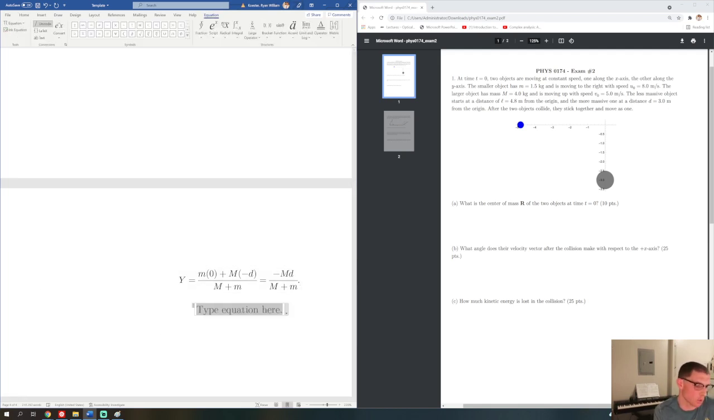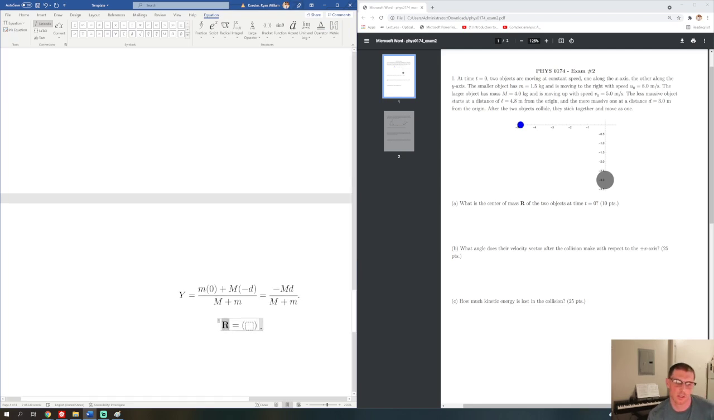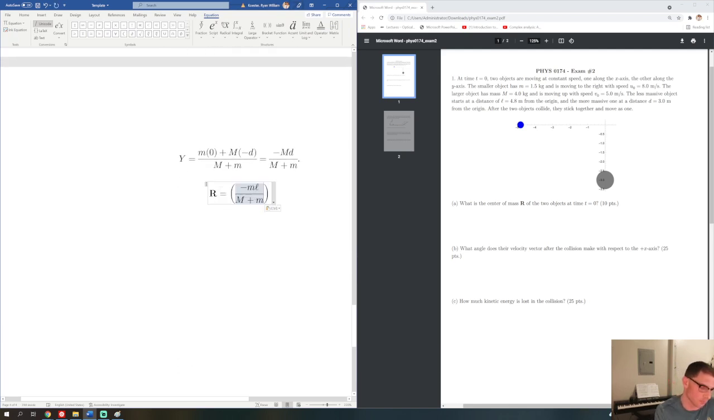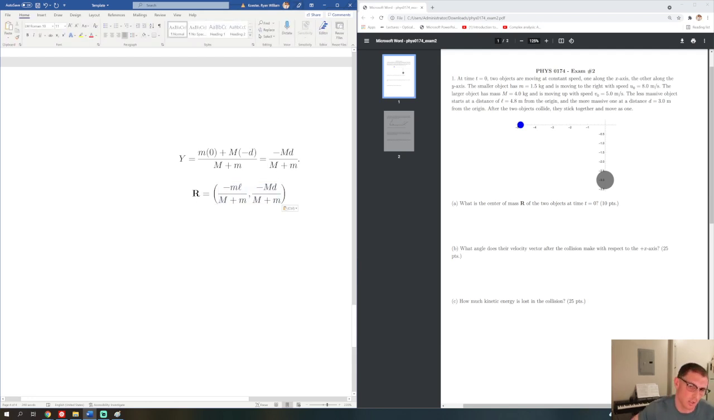So if we want to write this as a vector, the center of mass is given by this with its X component, and this with its Y component. Does this make sense? Is everybody clear on this process? I think the simplest way to do center of mass is to solve for the components separately and then combine your answers in the end. If you wanted to be fancy, you could factor out the 1 over m plus big M, but that's not necessary. Cool.